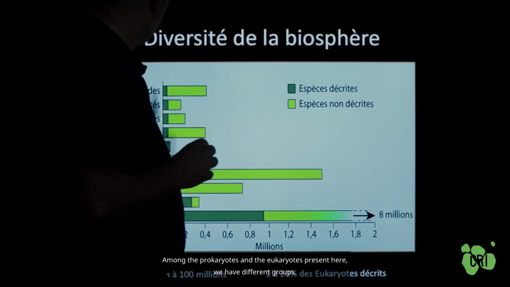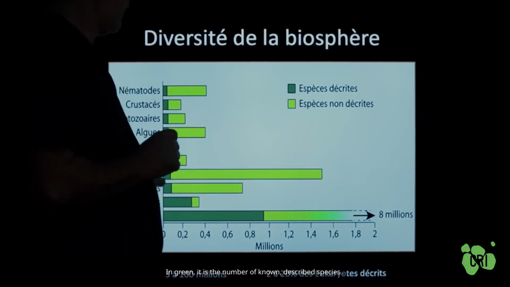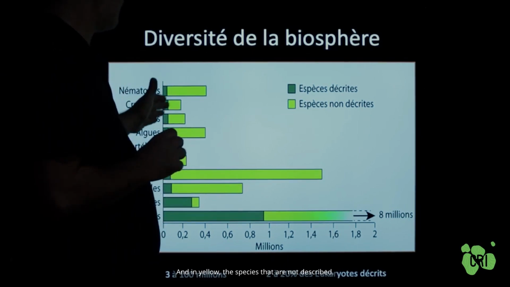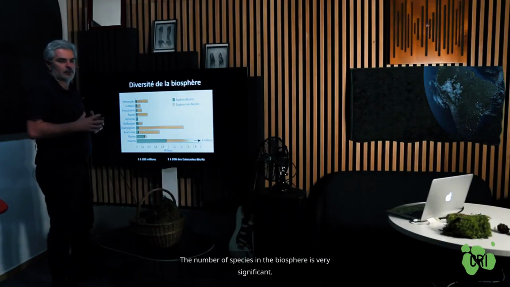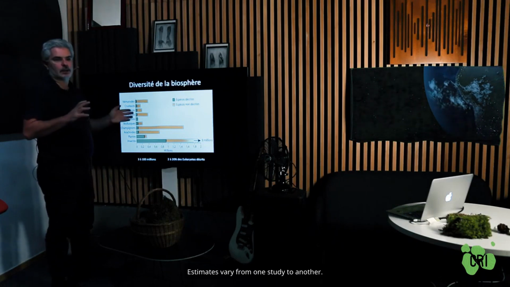Among the prokaryotes and the eukaryotes present here, we have different groups. In green, it is the number of known described species, and in yellow, the species that are not described. The number of species in the biosphere is very significant. Estimates vary from one study to another.